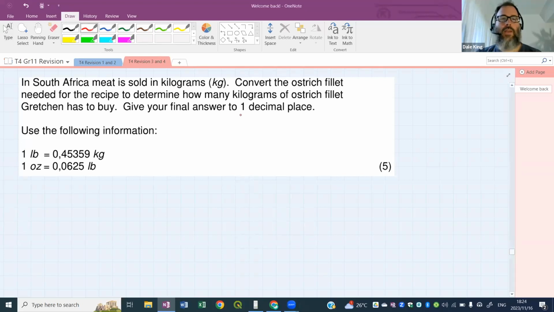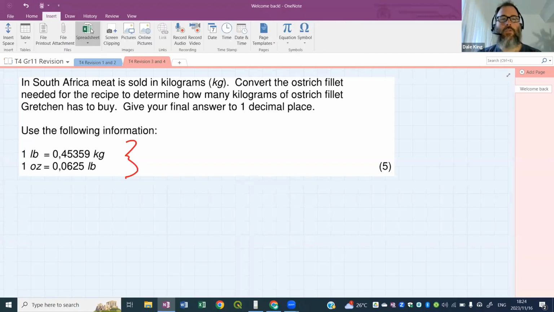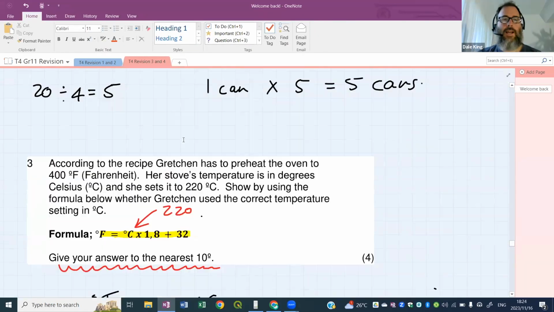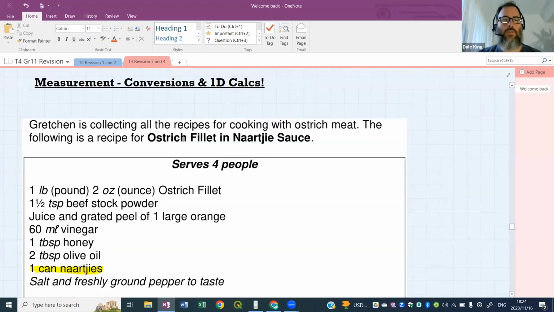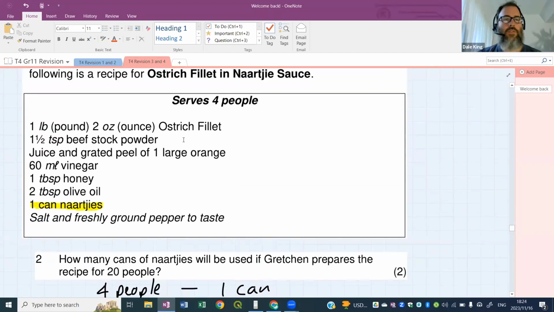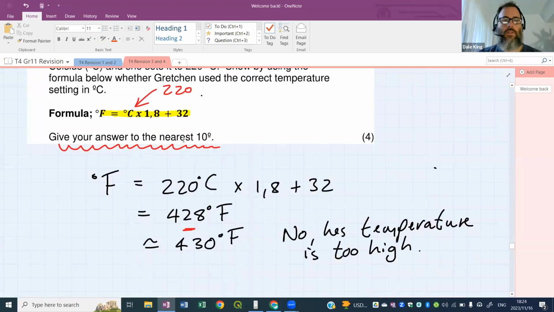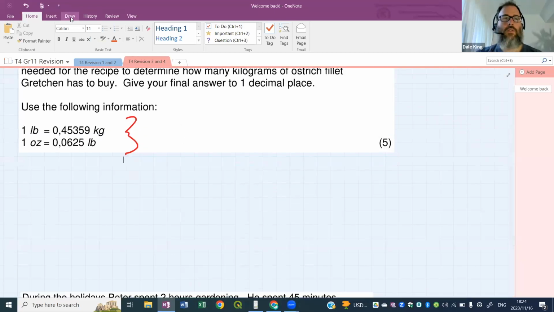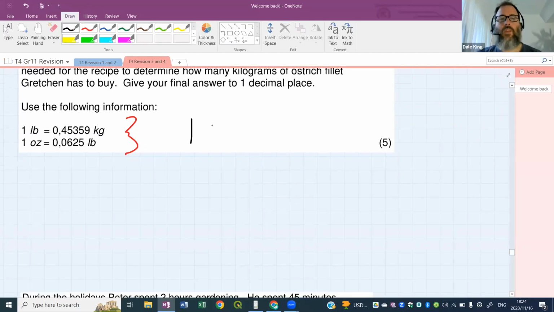All right, so finally we get to this conversion. I was worried where this question is. And here we go. Here are the conversions for this. Now, what I'm going to do is bring the ostrich meat weight down to this question. If I go up to the recipe, it says 1 pound, 2 ounces. So I'll write it over here: 1 lb and 2 oz. That's how many pounds and ounces of meat we need.